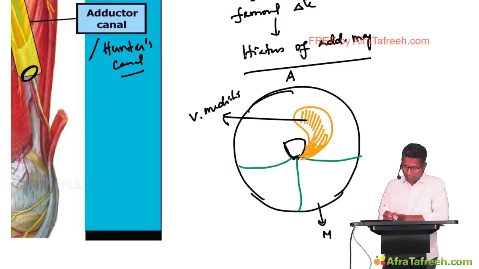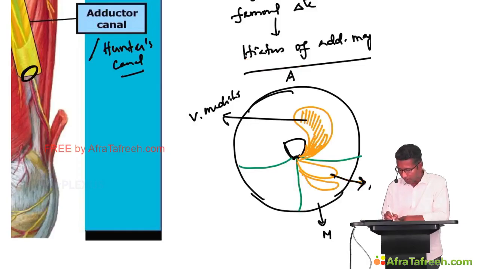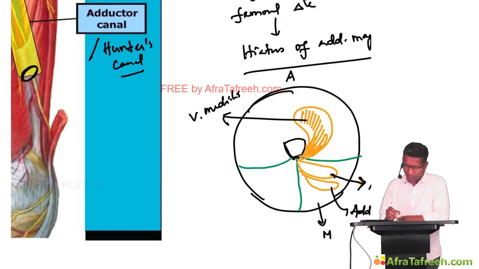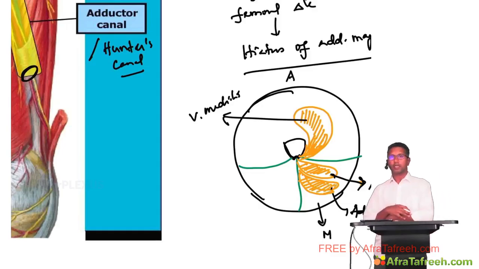When you go posteriorly, you reach the medial compartment, and in the medial compartment you get the adductor muscles. The main ones you see here are the adductor longus and the adductor magnus. This muscle is the adductor longus, and this big muscle in the medial compartment is the adductor magnus.